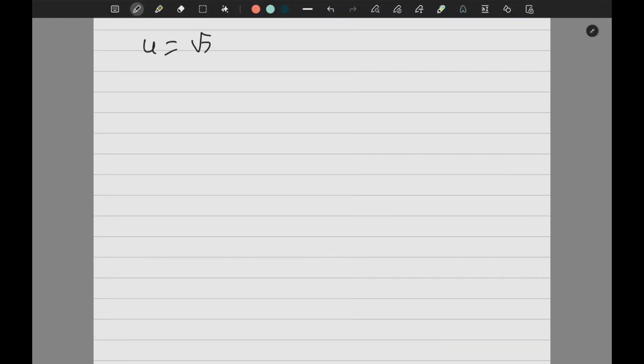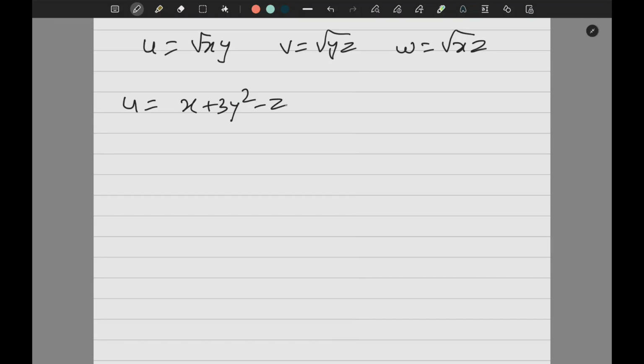If u is equal to under root xy, v is equal to under root yz, w is equal to under root xz, find out the Jacobian. Or u is equal to x plus 3y square minus z cube, v is equal to 4x square yz, and w is equal to 2z square minus xy. Find the Jacobian at 1, minus 1, 0.